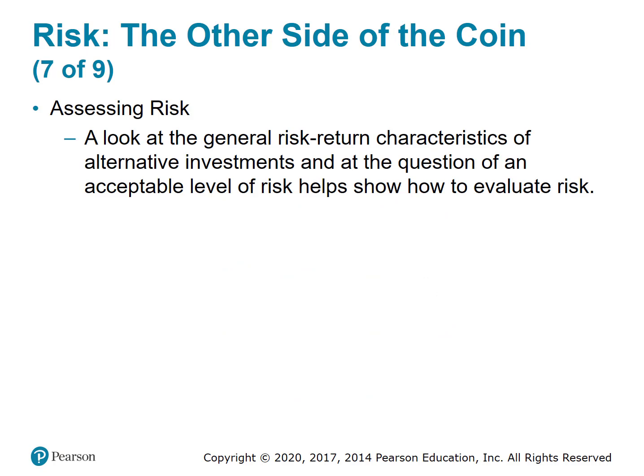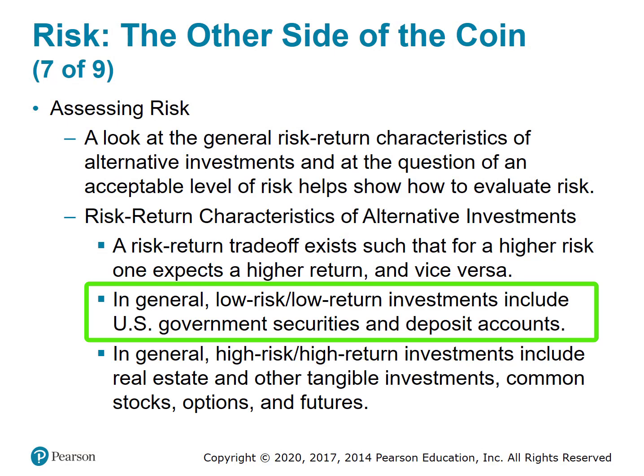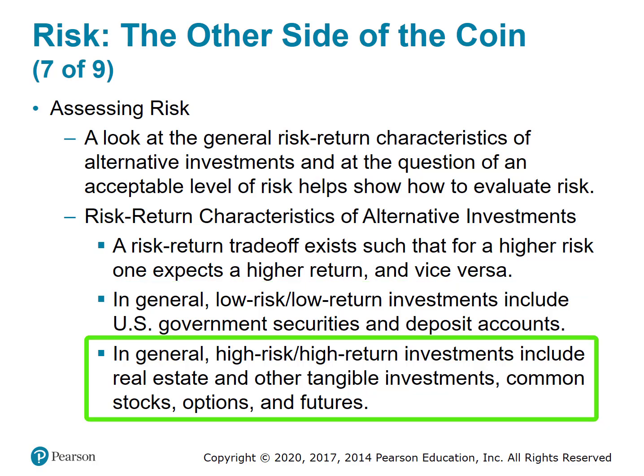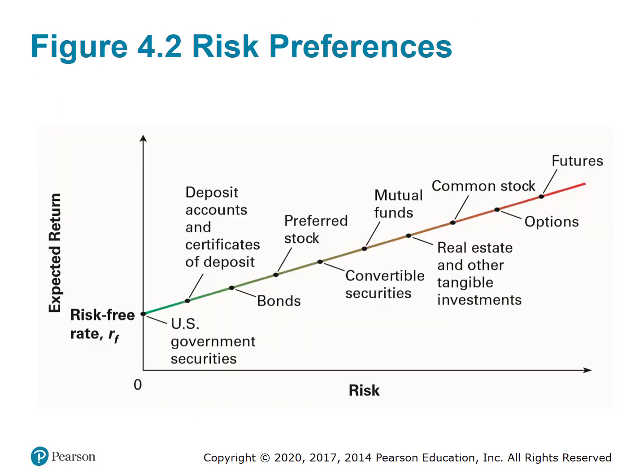Okay, we pretty well covered return and the risk-return trade-off. You want higher returns, you'll have to take on more risk. An investment is riskier, it should provide a higher return. In general, low-risk, low-return investments include U.S. government securities and deposit accounts. High-risk, high-return investments include real estate, common stock, options, and futures, most of which we'll look at in coming chapters. This just puts investment alternatives on a sliding scale from low risk to high risk on the x-axis, low return to higher return on the y-axis. No surprise, government securities are at the far left end, futures are at the top right.